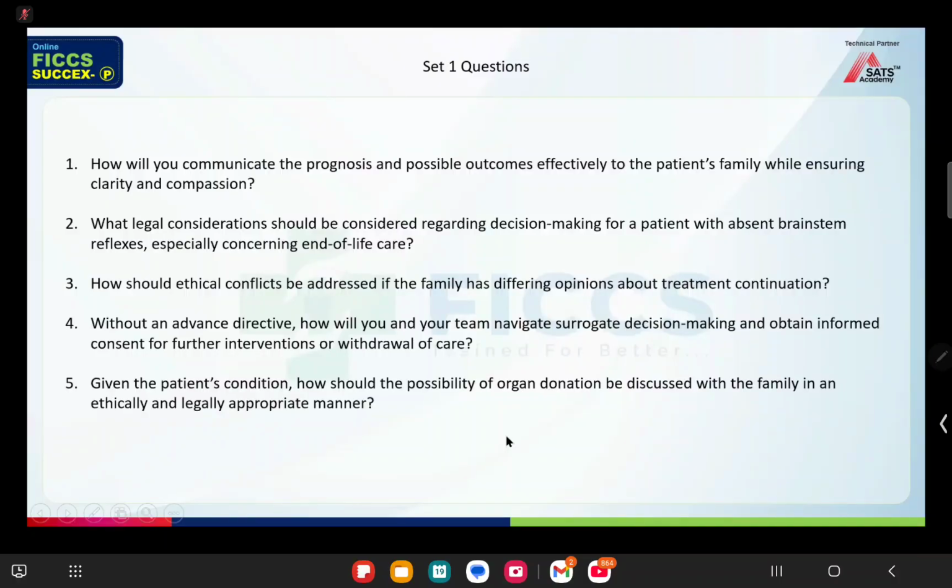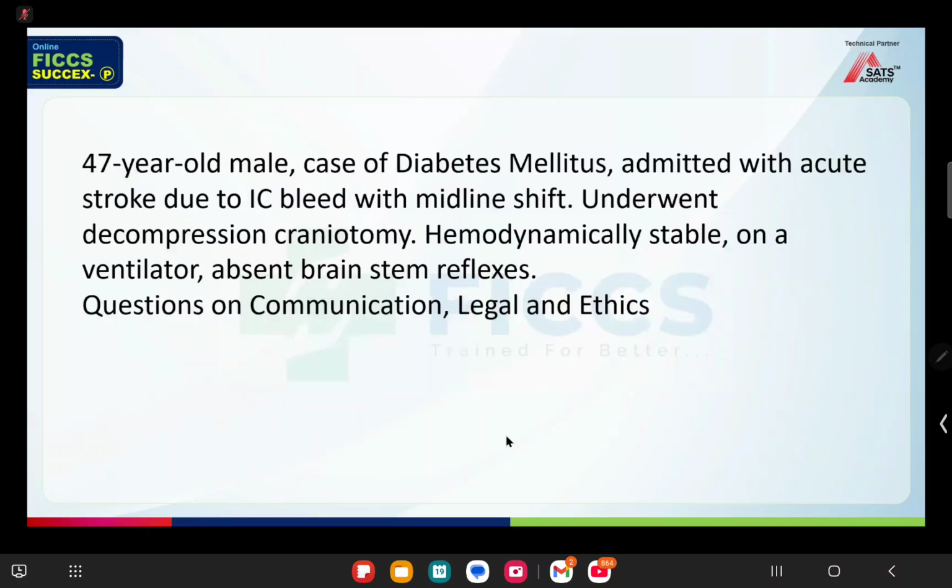This is very tough, ma'am. This is the most tough, but this is also the most common which we come across in the ICU. And communication is something which we all need to know. So, in the very first question, if you really go to see, this is a young patient, a 47-year-old who has a family, who has parents, and has had a bleed and has undergone a surgery, but not good, though he's stable on a ventilator, with absent brainstem reflexes.